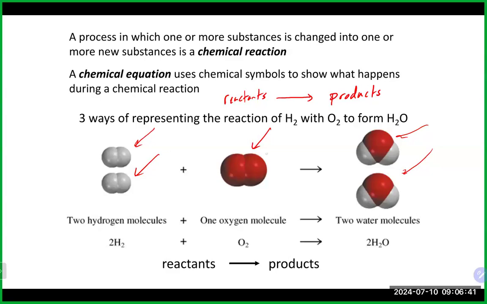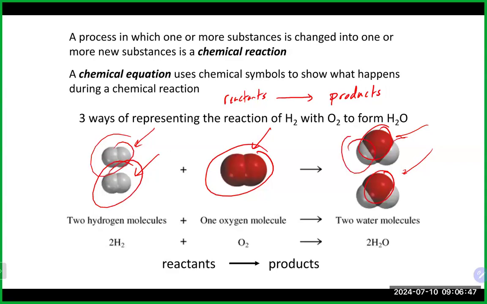But as you can see here, we started with 2 oxygens, and we still have 2 oxygens. We started with a grand total of 4 hydrogens, and we still have 4 hydrogens grand total. Again, we don't lose any elements along the way. So when we look at a chemical reaction, it's always reactants to products.